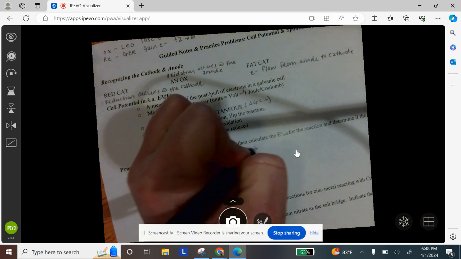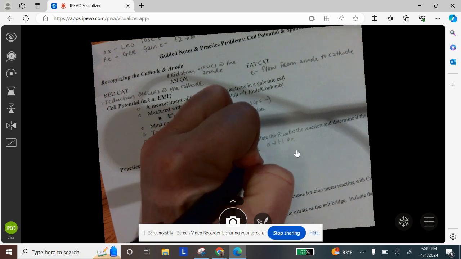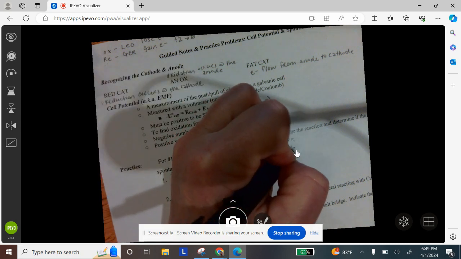So what would you say is happening to it? I'm just going to put it over here. Hydrogen is going from 0 to +1, so I would say it's being oxidized. And then the fluorine, F2, is going from 0 to -1, so it's being reduced. Okay.